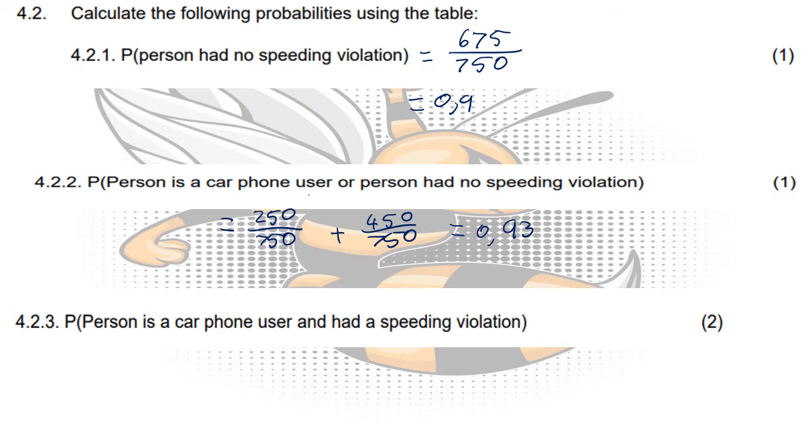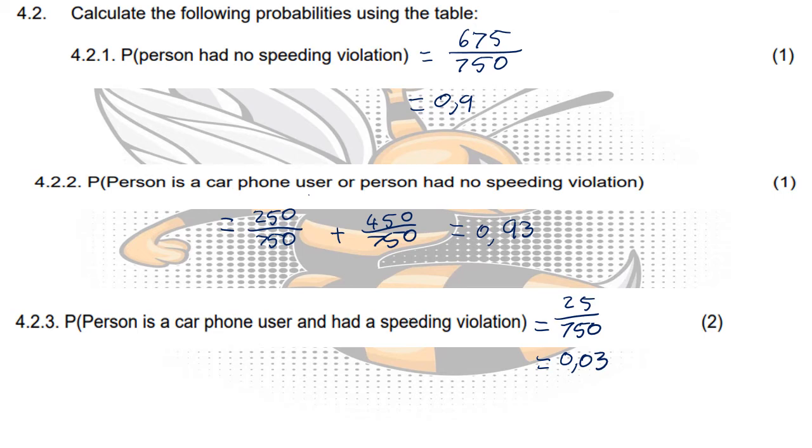Then 4.2.3: what is the probability of a person using a car phone and having a speeding violation? In this case, you have to pick somebody that used the car phone and has a speeding violation, so both must occur simultaneously. That was 25 people out of the 750, which would give me 0.03.